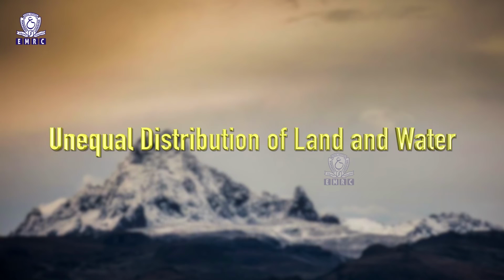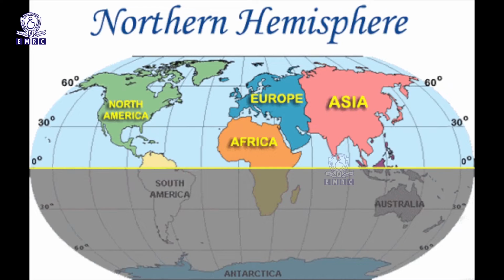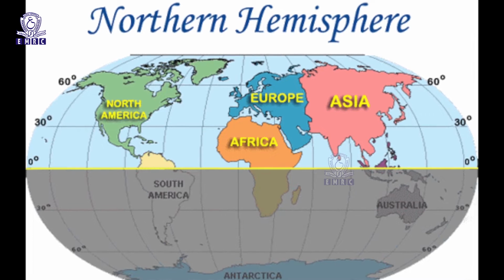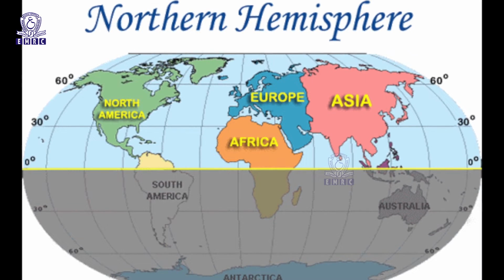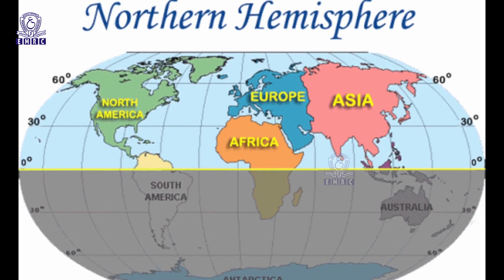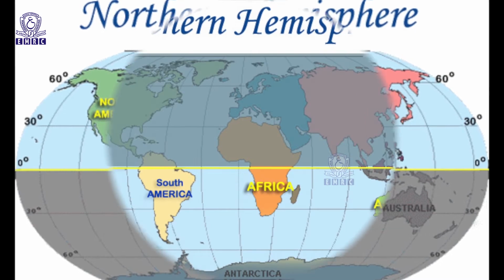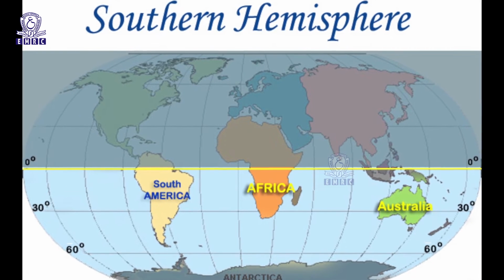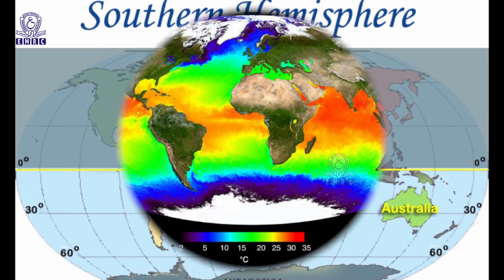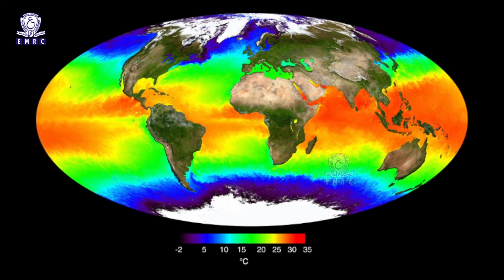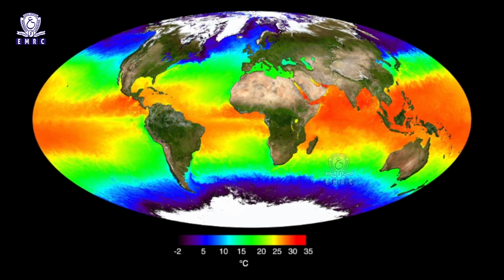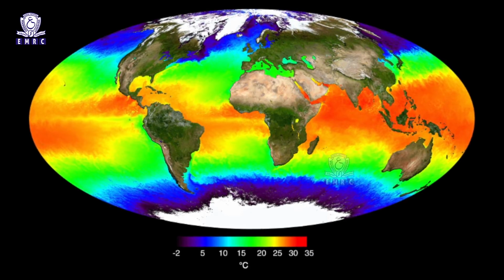Unequal distribution of the land and water. The temperature of the ocean water varies in the northern and southern hemispheres because of the dominance of the land in the former and water in the latter. The oceans in the northern hemisphere receive more heat due to their contact with the larger extent of the land than their counterparts in the southern hemisphere, and thus the temperature of the surface water is comparatively higher in the former than the latter.